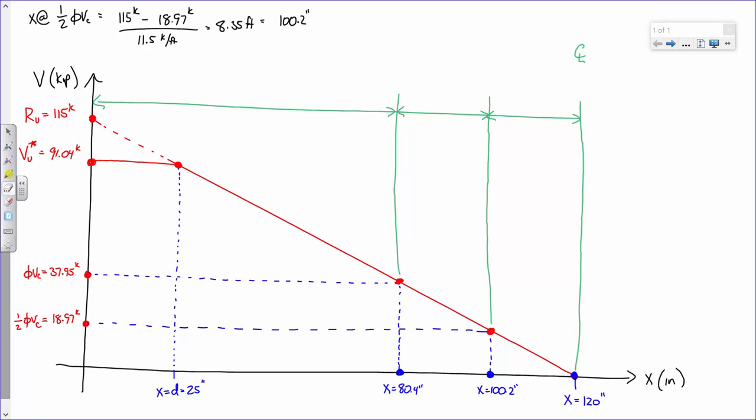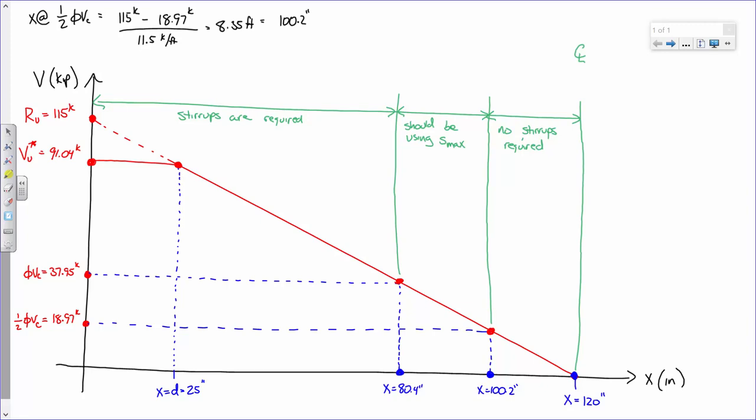Now this region over here on the right, this is everywhere where the shear is less than that, right? Everywhere over here is where the shear is less than that. What can you tell me about that region? We don't need stirrups. So no stirrups required. No stirrups are required right here. Here, stirrups are required. So what can we say about this region in the middle? We should be using S max.